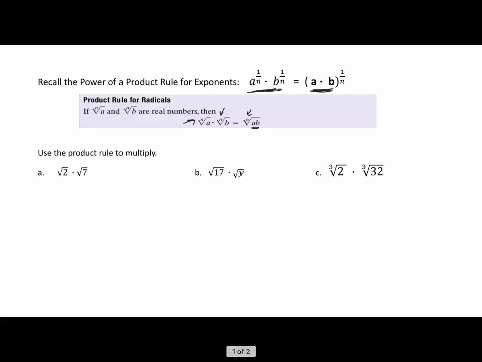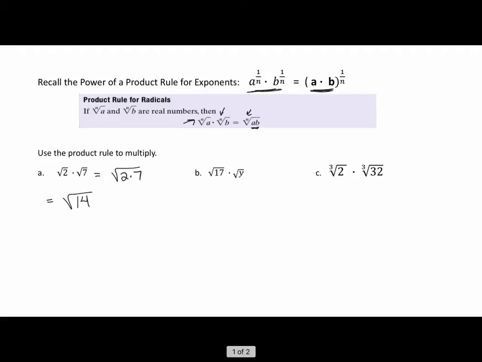Use the product rule to multiply. For a, the square root of 2 times the square root of 7. They're both square roots. They have the same index, so we can put the factors under the same radical with that index. And 2 times 7, there's no square root because there's only one factor of each of those. So that means they stay together under that radical. So the square root of 14 would be the simplified product.